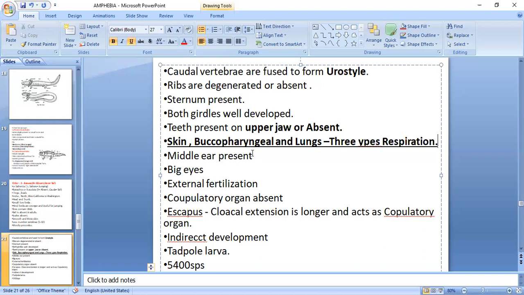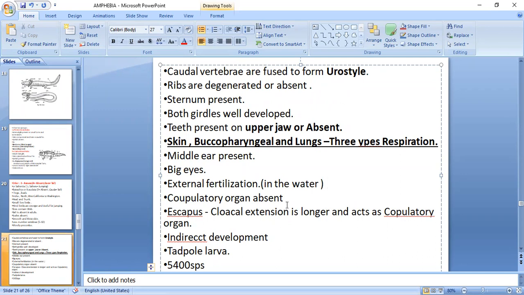In the first and second ones, the middle ear is absent and the external ear is present. Here the external ear is absent, but the tympana is present. After the tympana, the middle ear is present. These animals contain big and well-developed eyes. External fertilization takes place here, and it also occurs in the water. Generally external fertilization has to happen in water, otherwise there is no chance at all.